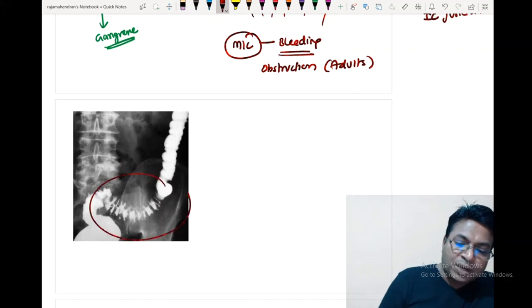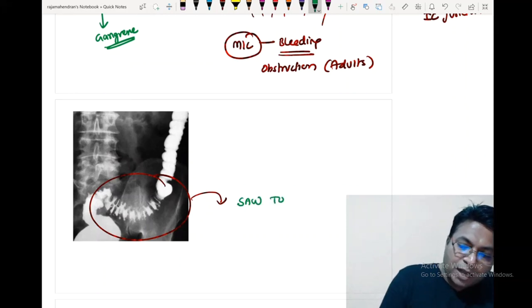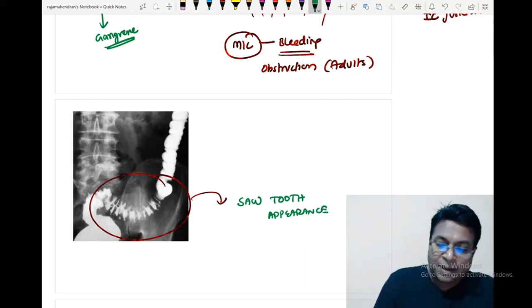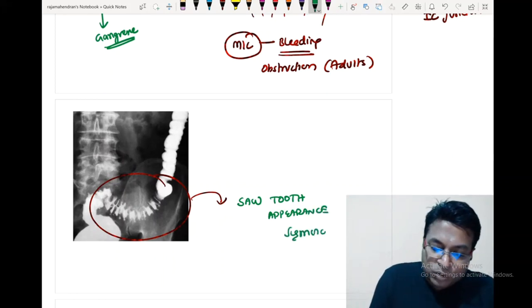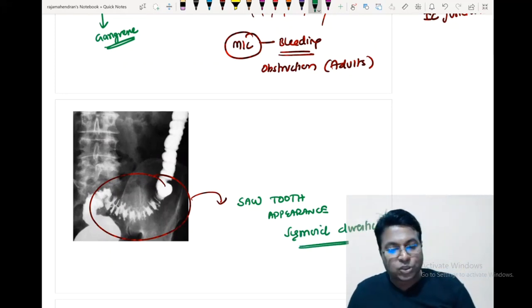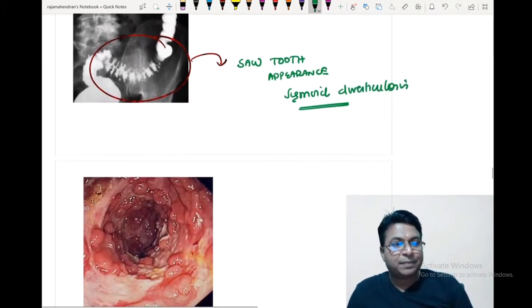This is a sigmoid colon showing you one interesting appearance. What is this appearance? It is known as sawtooth appearance. Can you tell me where you will get sawtooth appearance? In a barium enema, sawtooth appearance is seen in sigmoid diverticulosis. This is a picture showing you sigmoid diverticulosis. So please don't forget, this is sigmoid diverticulosis showing you sawtooth appearance.